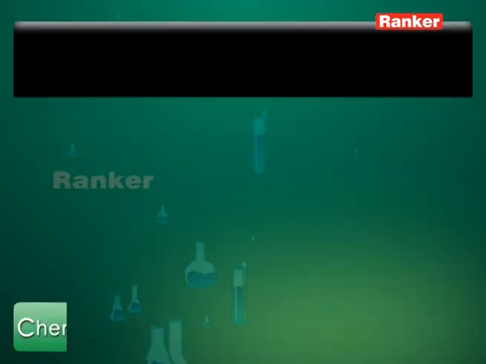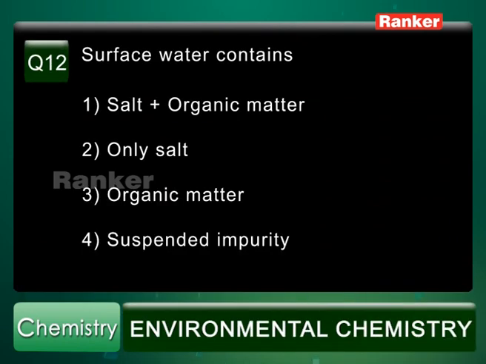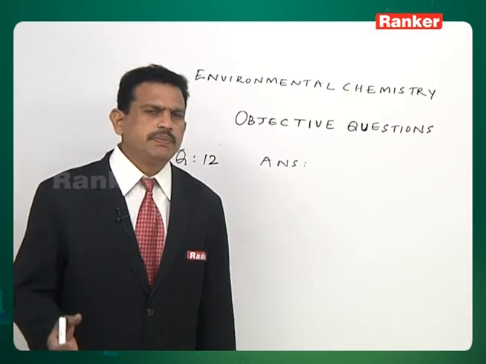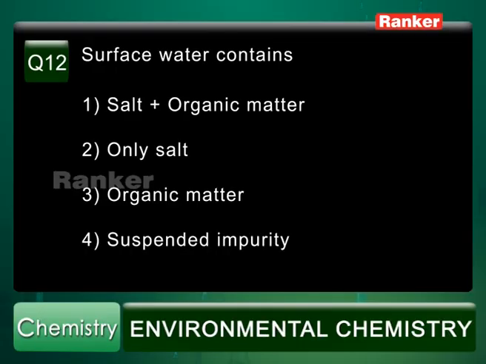Question number 12. Surface water contains options 1, salt plus organic matter, 2, only salt, 3, organic matter, 4, suspended impurities. Surface water consists of organic matter mixed up in the salt. So we can go for option 1.